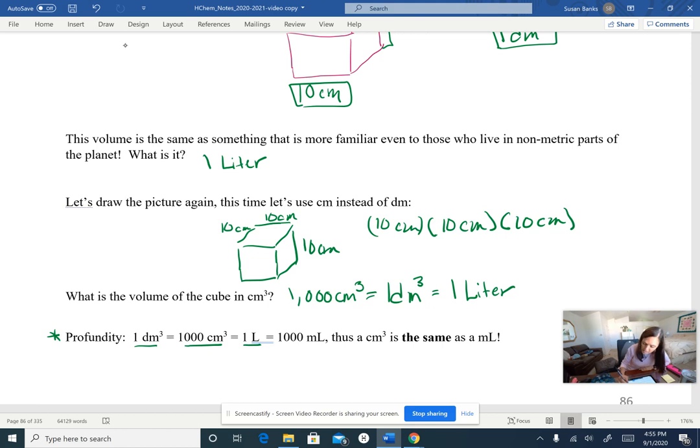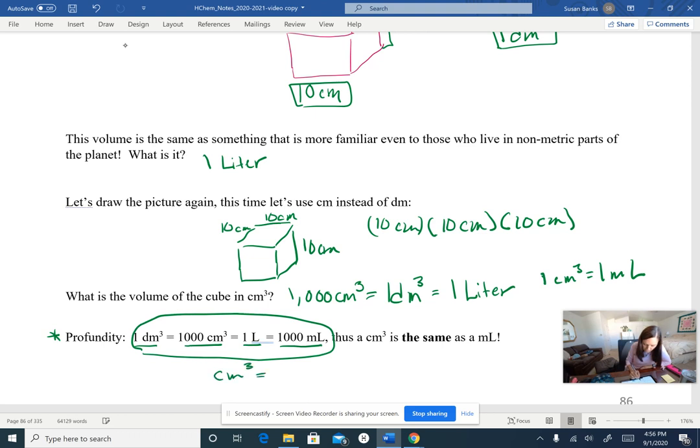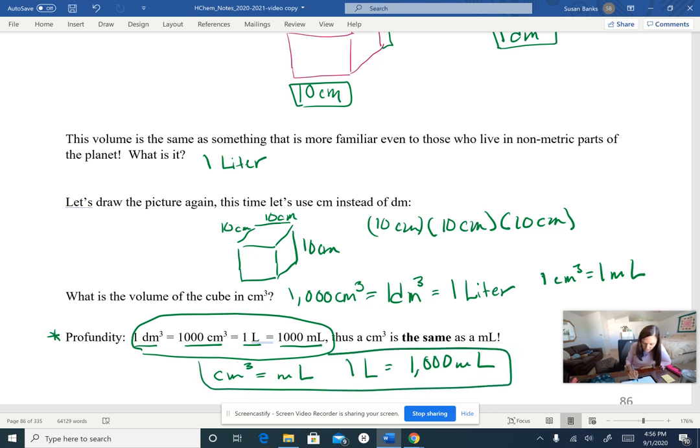Another thing I want to tell you is 1 centimeter cubed is equal to 1 milliliter. So this is also equal to 1,000 milliliters, okay? Because a centimeter cubed is the same as a milliliter. We are going to use this conversion, especially centimeter cubed equals milliliter and 1 liter equals 1,000 milliliters, a lot. So this is probably some conversion that you're really going to want to know. So get that in your head. That's probably something that's worth memorizing because we're going to use that a lot.